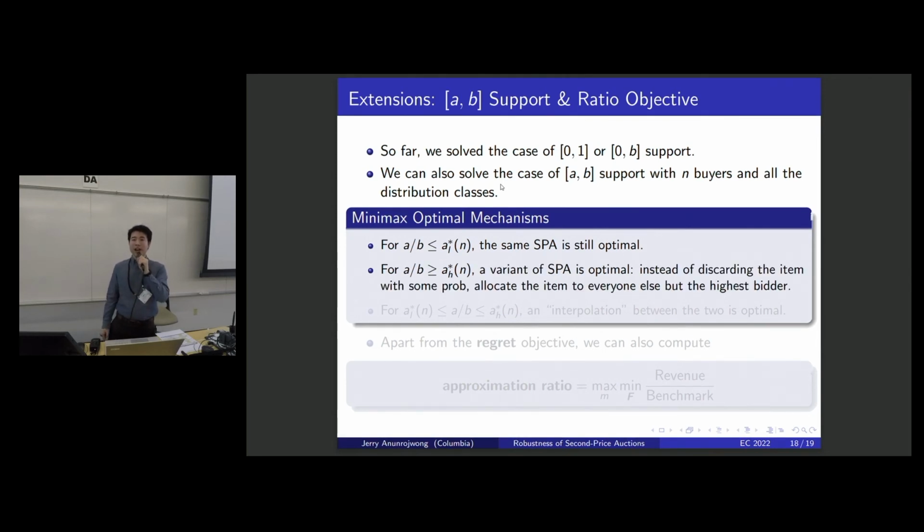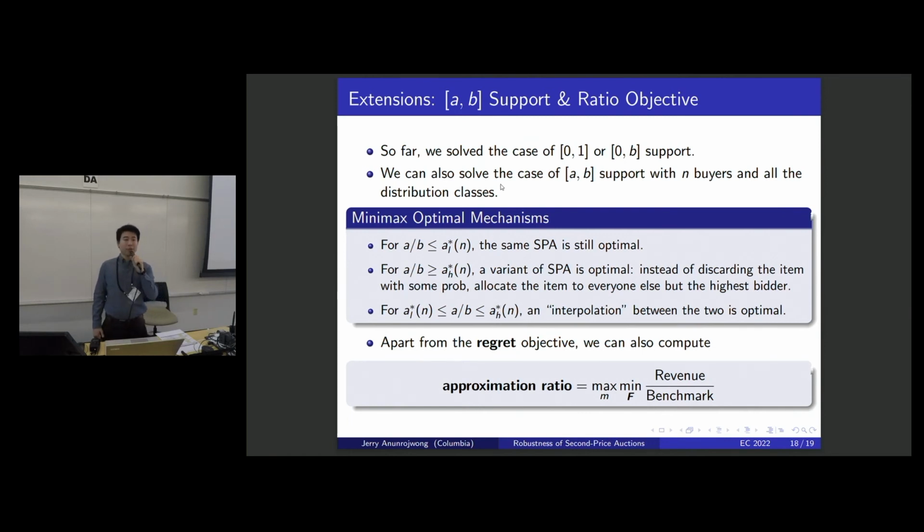For A over B high enough, another variant of SPA is optimal, where instead of discarding the item with some probability, that is, in the SPA, when you are below reserve, we instead allocate the item to everyone else but the highest bidder. And for A over B in the intermediate regime, some form of interpolation between these two mechanisms is optimal.